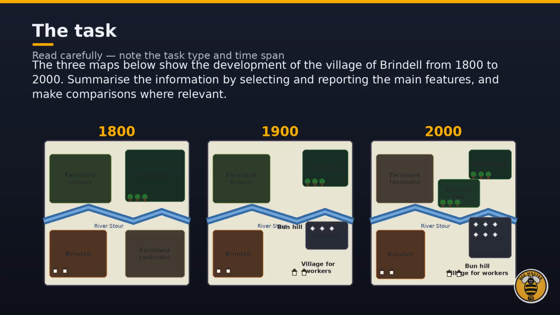Here is the task. The 3 maps show the development of the village of Brindell over a 200-year period from 1800 to 2000. We must summarize the main features and make comparisons where relevant.